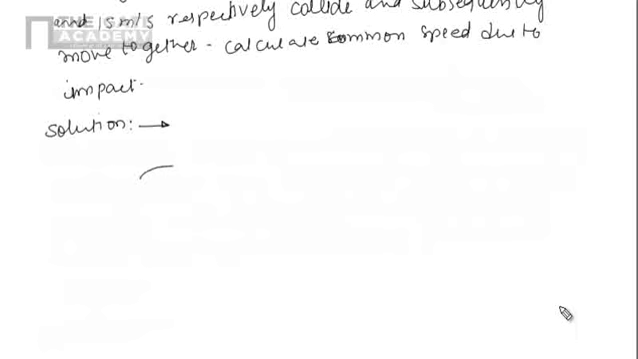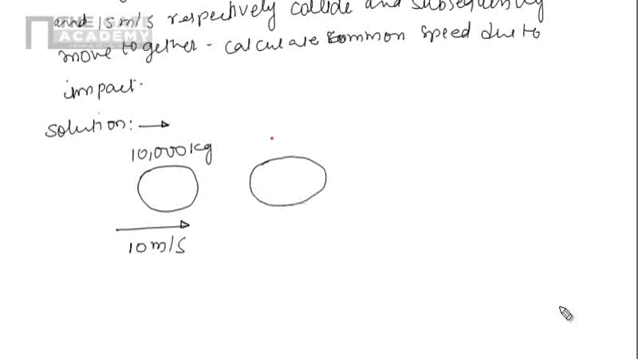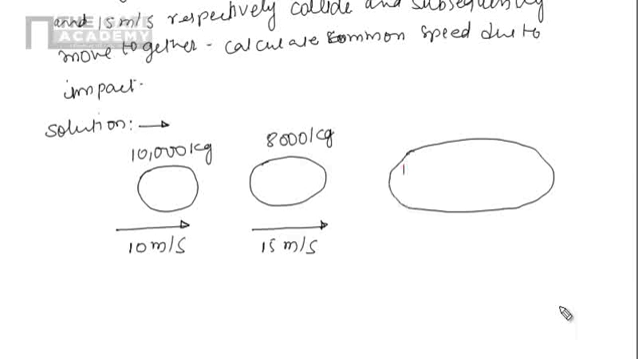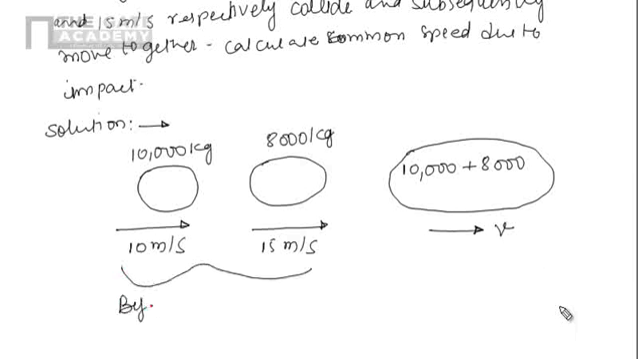So let's draw the diagram first. Here we have the mass 10,000 kg and it is moving with a velocity 10 meter per second. Another truck has the mass 8,000 kg and it is moving in the same direction with 15 meter per second. And now they are colliding and moving together. So now the total mass is 10,000 plus 8,000 and they are moving with a common velocity. So there are two scenarios. This one is before collision, and this one is after collision.